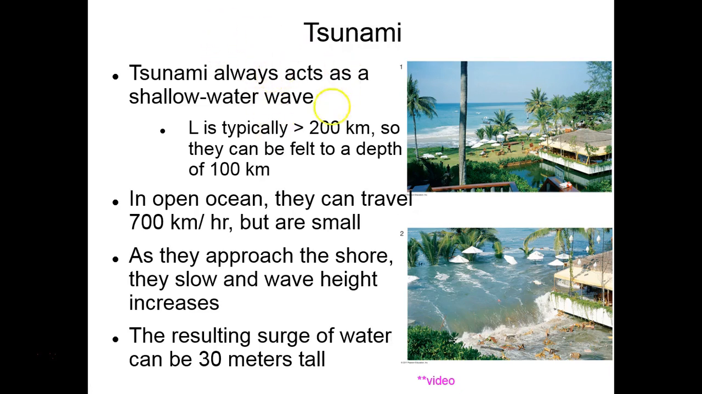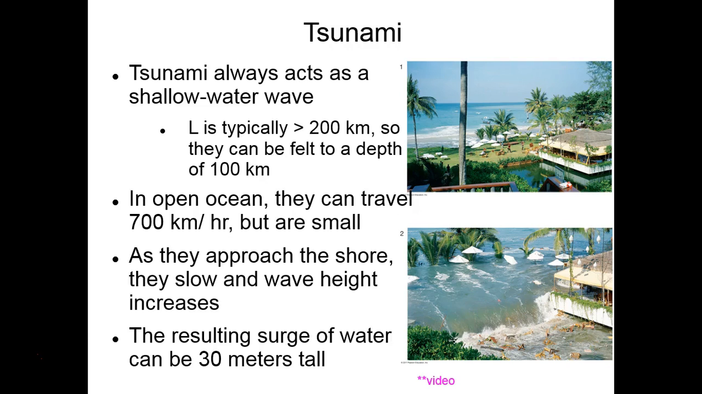So the wavelength is typically greater than 200 kilometers. So they can be felt to a depth of 100 kilometers deep. There's no place in the ocean that is 100 kilometers deep, right? That would be 100,000 meters, right? So it doesn't matter where a tsunami is traveling, a tsunami is pretty much always going to feel the bottom. And therefore, as it approaches the shoreline and it feels the bottom, the wavelength decreases, and that causes the wave height to increase. But because the wavelength is so huge, the change in that wavelength is really drastic, and that can create a drastic wave height increase.